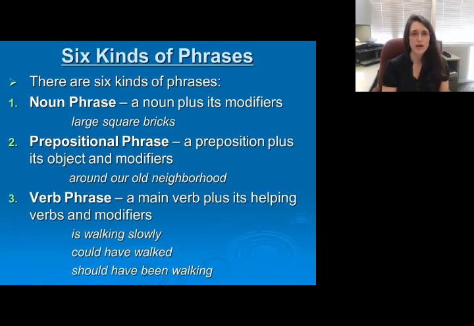Then verb phrases. Again, easy to mistake, and kind of like the noun phrase, it's because it looks like we've got the pieces that we need, but we're still missing often the doer or possibly in some cases the receiver. So our verb phrase is the main verb plus its helping verbs and any of its modifiers, like its adverbs. So notice here that we have is walking slowly, could have walked, should have been walking. These are large phrases and can go up to 4, 5, 6 words together, but because they do not contain a doer, we don't have a complete sentence in our midst.